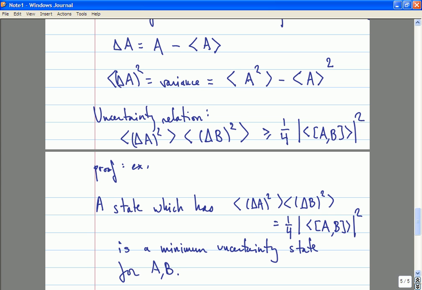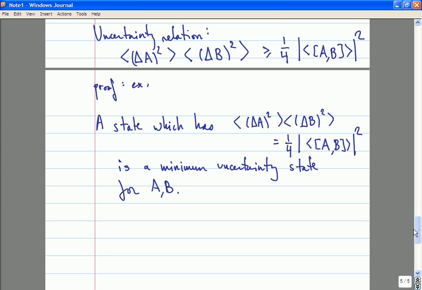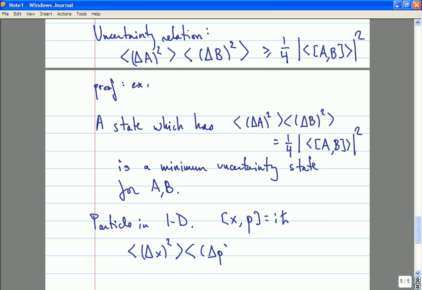More interesting, however, is if A and B do not commute. So let's consider the case of a particle in one dimension. In that case, the most familiar form of the uncertainty relation comes from the consideration of the position and the momentum operators, which do not commute, and therefore their variance, if you just go ahead and plug into this formula, is bounded below by the Heisenberg.